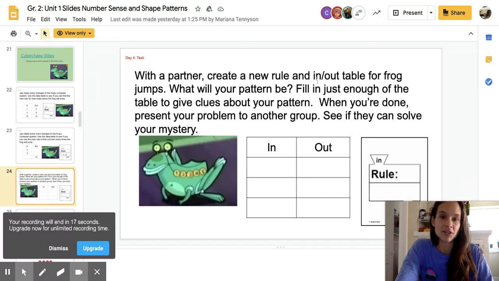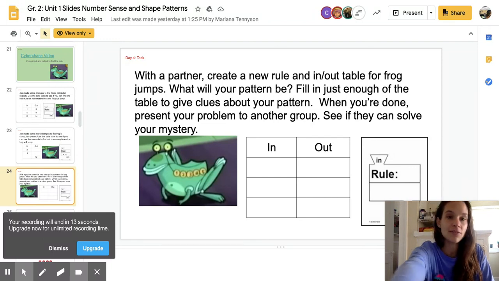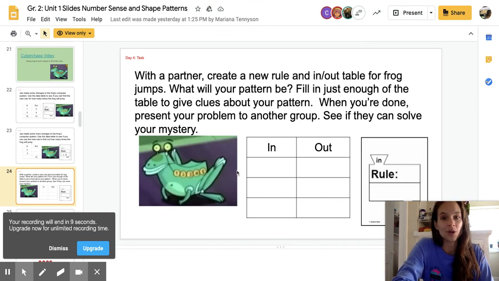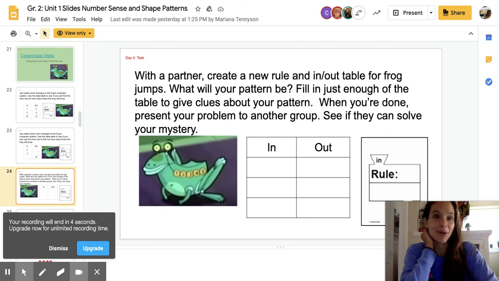All right. You are going to be creating your own input-output table with frog jumps. So this screen right here is going to be on Seesaw. You are going to create your own rule, and then you are going to fill in the input and output table. I can't wait to see what you come up with.